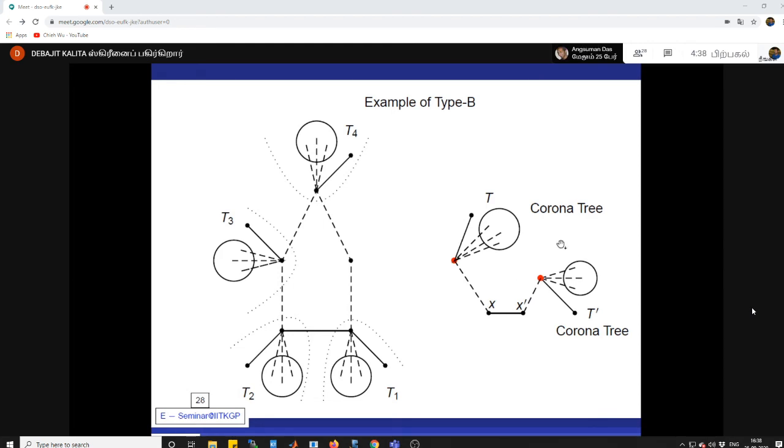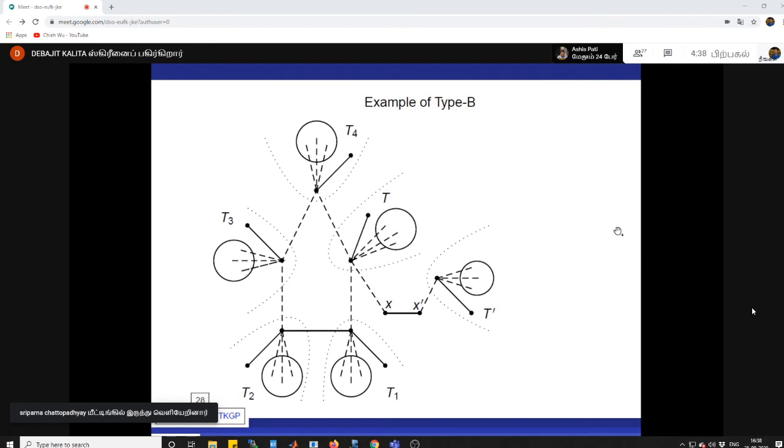Now we take this. This is your T naught. This is your T naught, and we attach this at this vertex of the cycle. And this is a graph of type B.